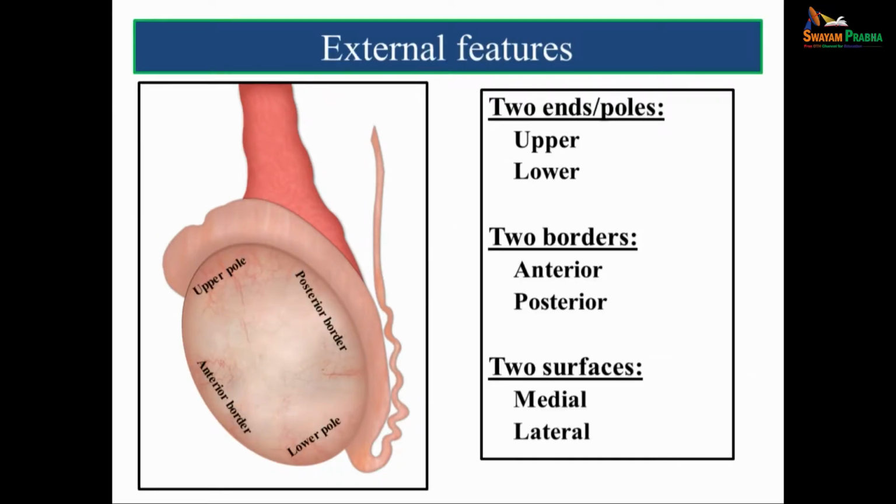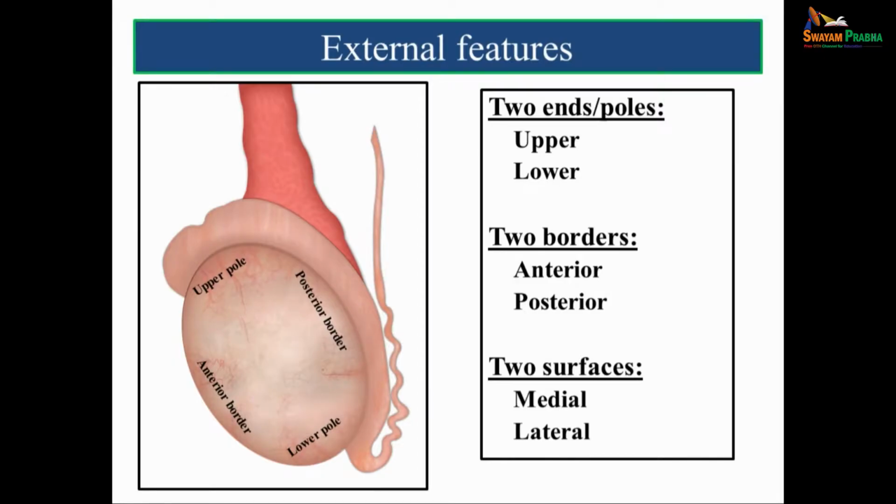Now, the first part is the external features of the testis. You can see this picture here. This is the ellipsoid shaped or oval shaped testis. This is the epididymis, and here we can see the spermatic cord. Just remember the number 2. It has got 2 ends or poles, 2 borders, and 2 surfaces.